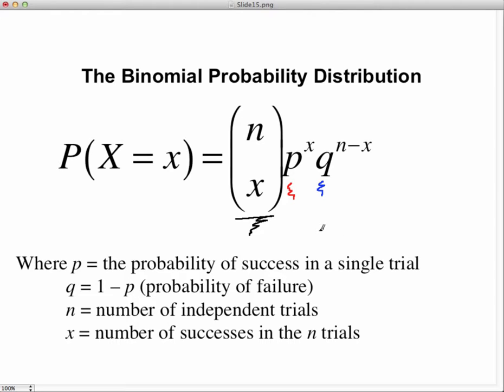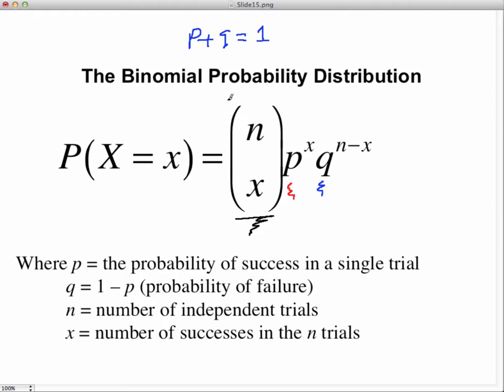I'm not going to belabor this because fortunately for us, RStudio has this formula built into it. We don't need to memorize it. But a key thing that is very important is that p plus q has to be equal to 1. So the probability of success plus the probability of failure has to be equal to 1.